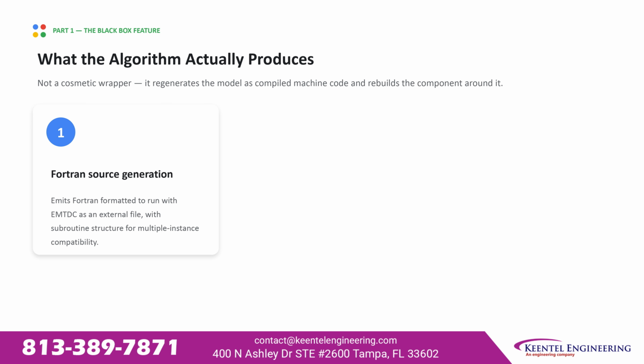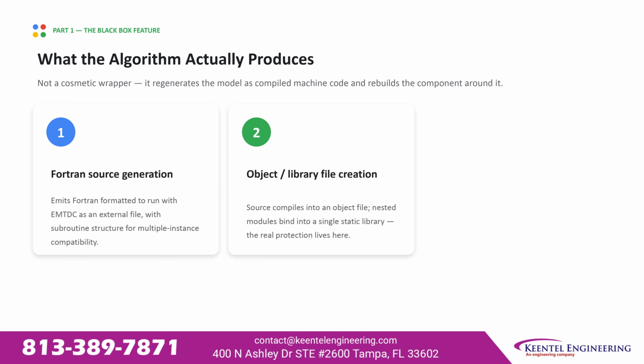The algorithm works in 3 steps. First, Fortran source generation. The module is emitted as a Fortran file formatted to run with EMTDC as an external file, with a subroutine structure that supports multiple simultaneous instances. Second, object and library file creation. The Fortran source compiles into an object file, and any nested modules bind together into a single static library. This is where the real protection lives. The logic is in compiled binary, not source.